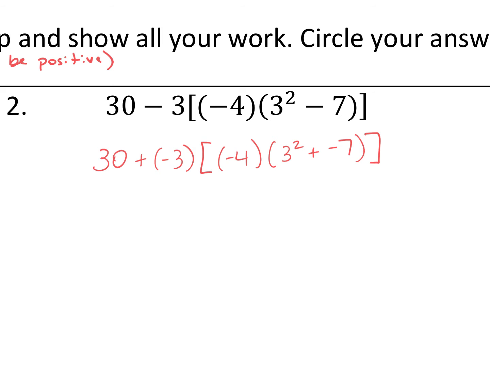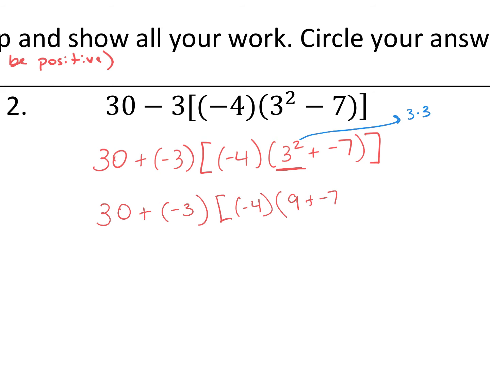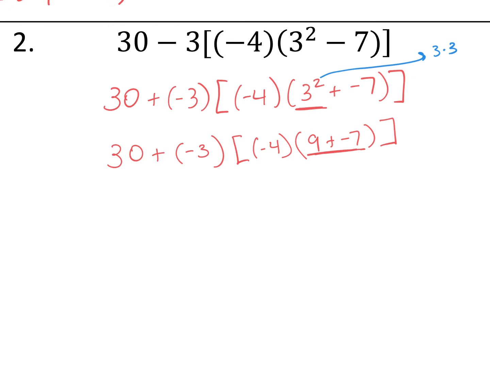Exponent comes first, so that's what I'm going to do first. I'm going to do 3 squared. Again, remember, this is not 3 times 2. This would be 3 times 3. Okay, rewrite what I have not used just so I can stay organized. Organization is really important in these types of problems because it can be very easy to get lost. 3 times 3 is 9, so now I have 9 plus negative 7. My next step is going to be to add those two.